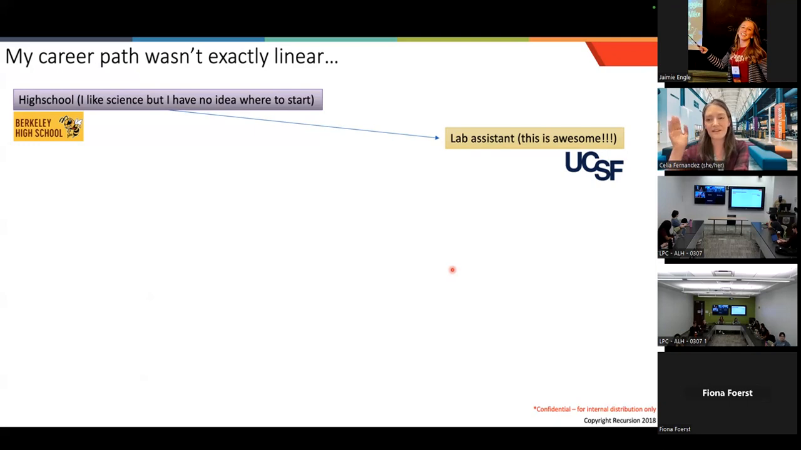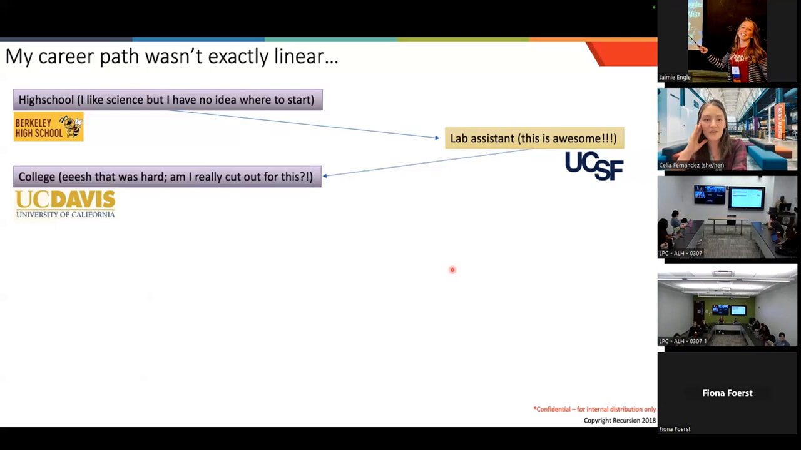I was literally like cleaning glassware and restocking pipette tips. But then eventually they got me doing more fun, interesting things. They even had me managing a mouse colony. I don't even understand why they did that. I loved it. It was a great experience. I got to do that and defer a year before I went to college. Went to UCSF, or UC Davis rather.